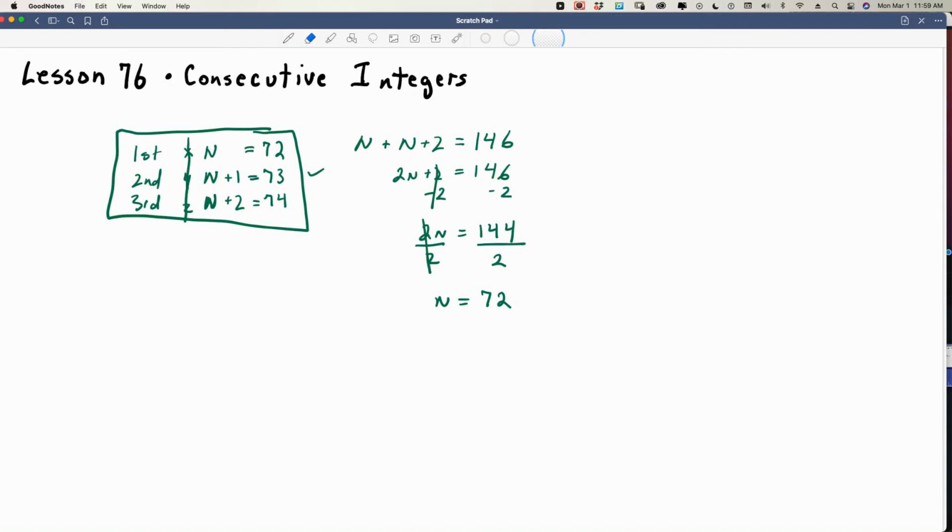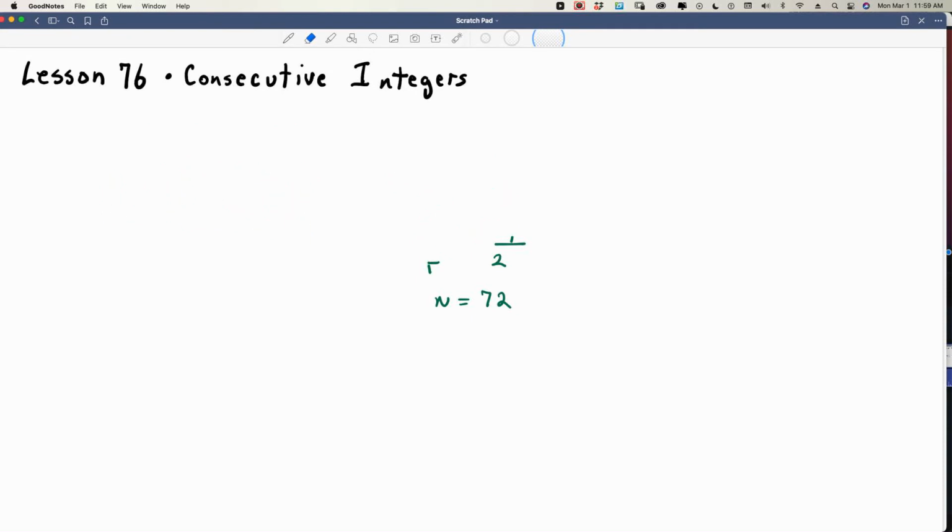So let's try this again. Get another problem, a word problem here to work. Let's see, we are given, find 3 consecutive integers. So let's set that up again. First, second, third. And they are consecutive integers, so we do the same thing. n plus 1, n plus 2.